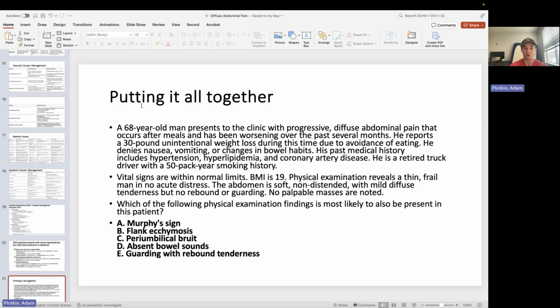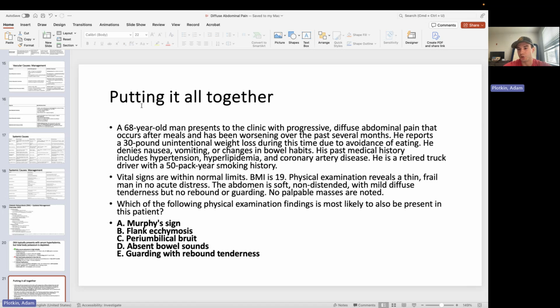His vital signs are within normal limits. His BMI is 19. Physical exam reveals a thin, frail man in no acute distress. The abdomen is soft, non-distended with mild diffuse tenderness, but no rebound or guarding. No palpable masses are noted. Which of the following physical exam findings is most likely to be present in this patient? We have Murphy's sign, flank ecchymosis, periumbilical bruit, absent bowel sounds, and guarding with rebound tenderness.